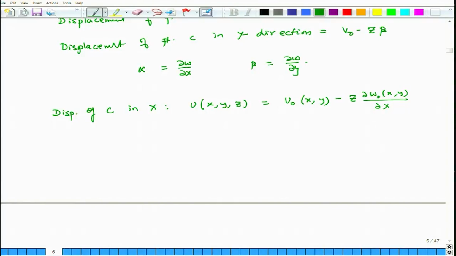Okay. Similarly, displacement of C in y direction is v, and it changes from point to point, and it also depends on z, and this is equal to v naught, which is the mid plane displacement at that coordinate x y, but it does not depend on z because it is already at mid plane, minus z del w x y over del y.